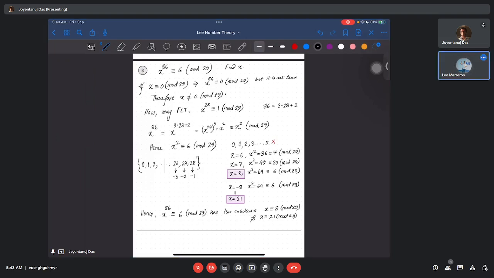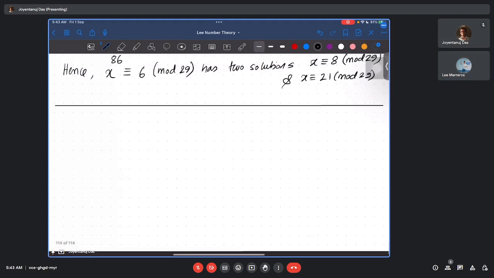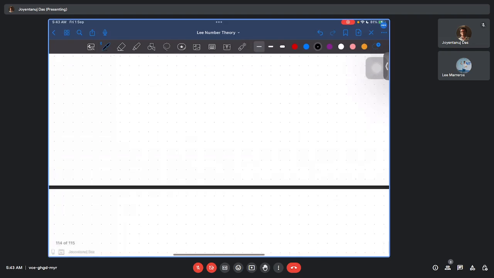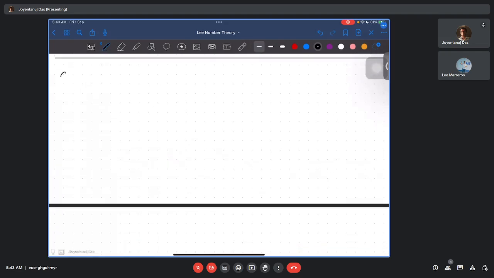Right. Let us go to part C. So in part C they are saying, solve x power 89, which is congruent to 3 mod 30. Sorry, that is 39, not 89. x power 39 is congruent to 3 mod 30.